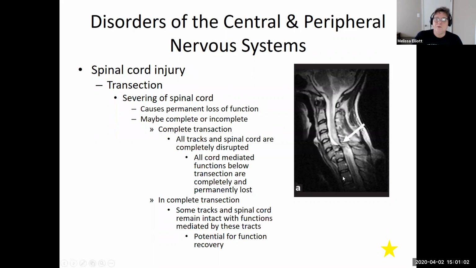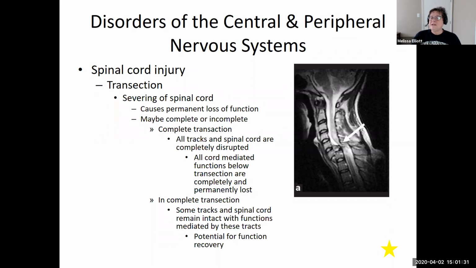Incomplete transection would be if some of the tracts of the spinal cord remain intact. One of the things about this is that you can potentially get new function or recover that new function, because it's just like when you have traffic and the road that you normally travel on is now under construction and you can't get through it, so you've got to find a new way around. That's what happens when you have incomplete transection of the spinal cord.